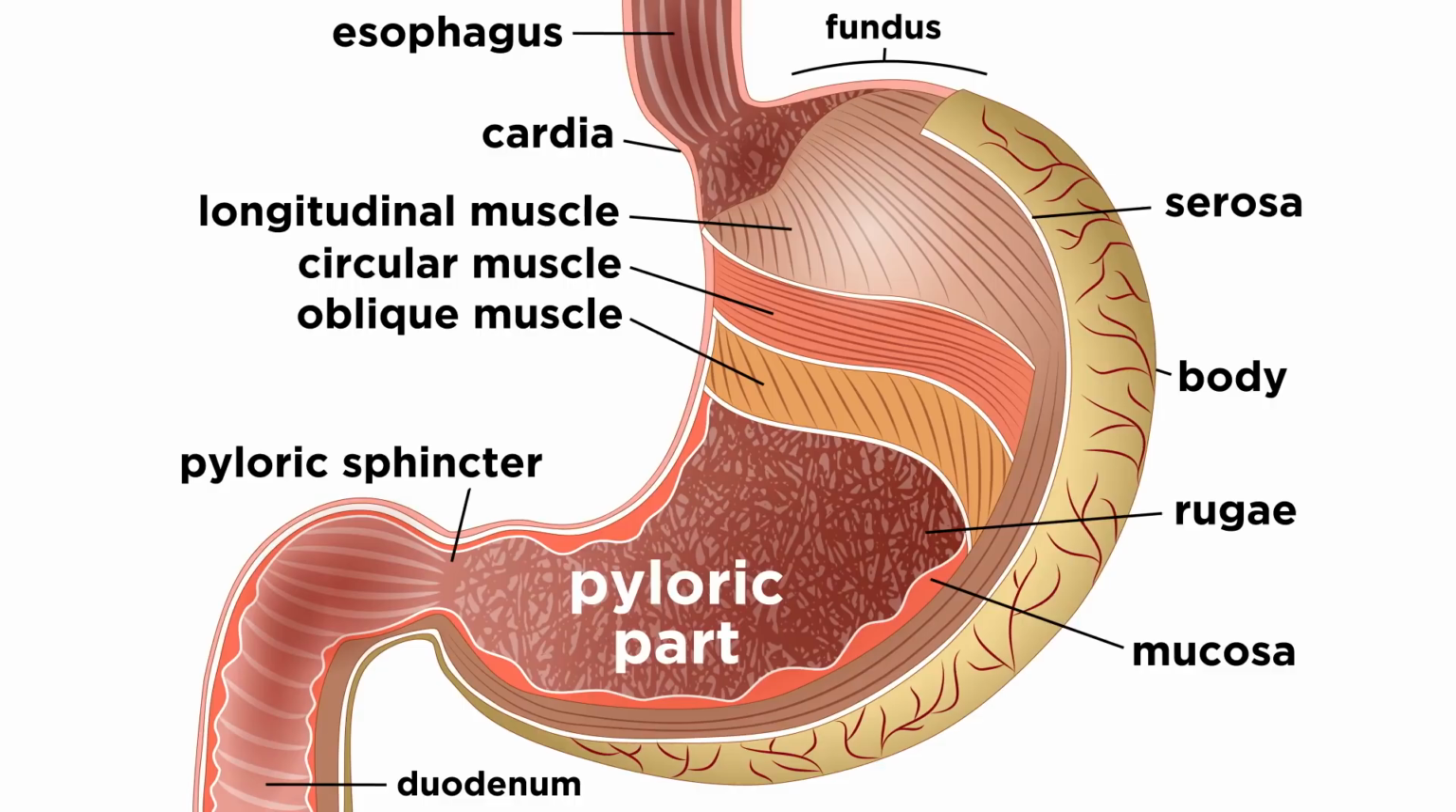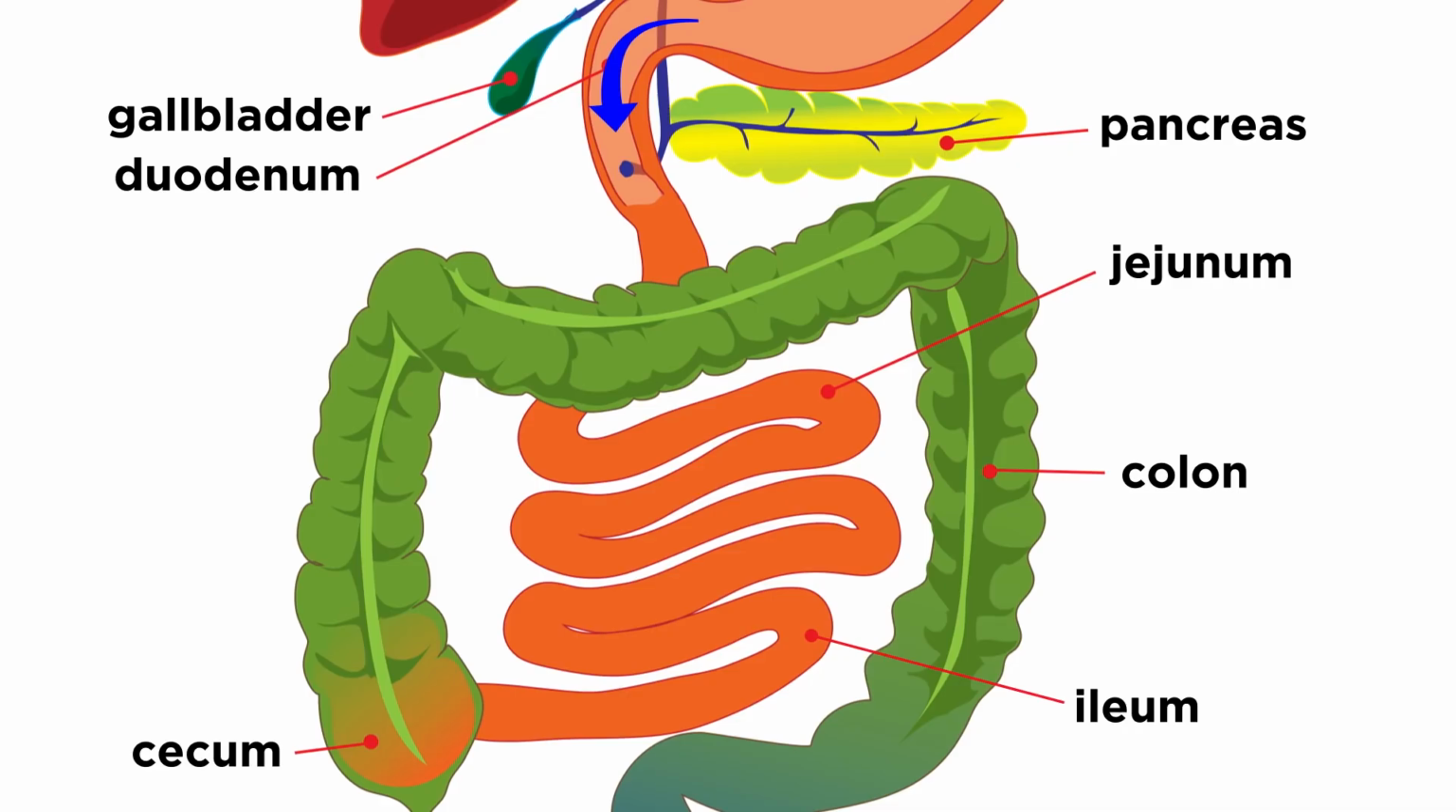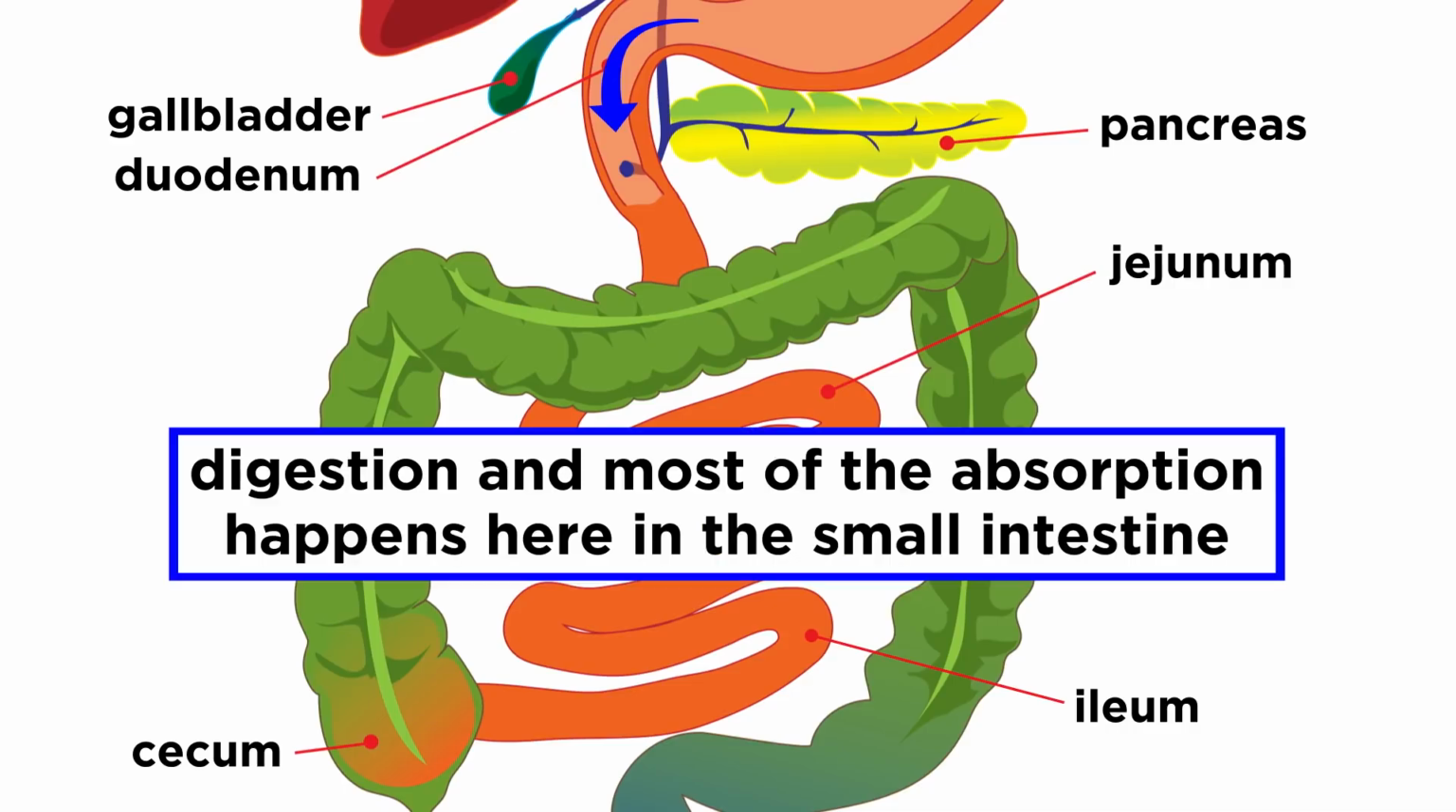The stomach narrows to form the pyloric part, made of the pyloric antrum and the pyloric canal, which ends at the pyloric sphincter, and then leads to the duodenum. Chyme travels through here into the small intestine. This is where digestion is completed and almost all of the absorption occurs.